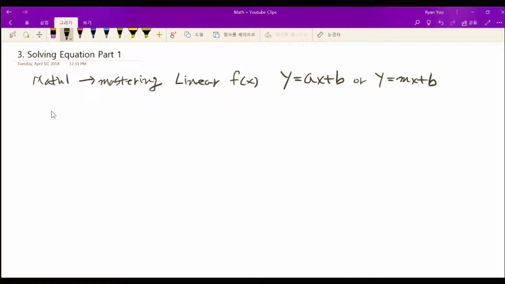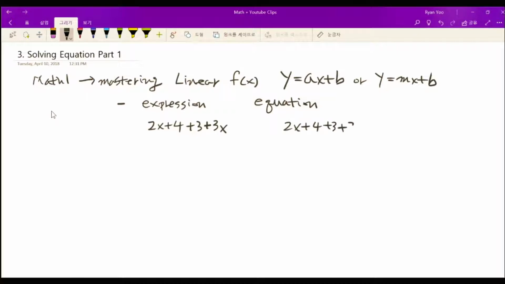So in order for us to master the linear function, there are a couple of things that we need to do. First of all, we need to know what it means by expression, and we need to know what it means by equation. When it comes down to expression, you have something like 2x plus 4 plus 3 plus another 3x. That's an expression, but I could do 2x plus 4 plus 3 plus 3x equal to 0. Now this becomes an equation.